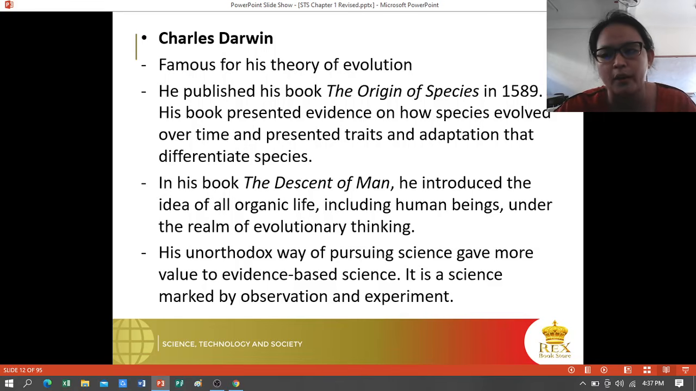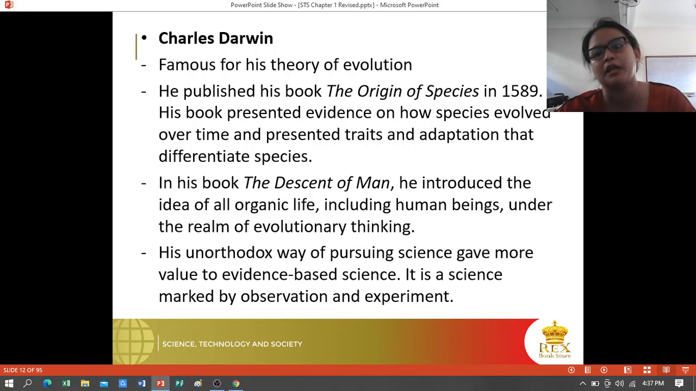His non-religious biology appealed to the rising class of professional scientists, and by the time of his death, evolutionary imagery had spread to all science, literature, and politics. His renowned books are The Origin of Species, which he published in 1859, and The Descent of Man. Both became controversial.